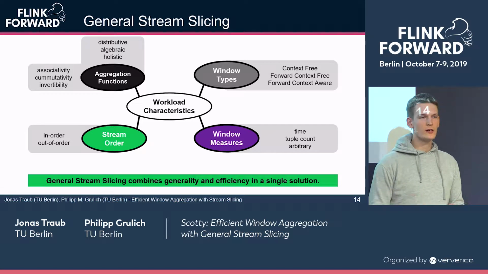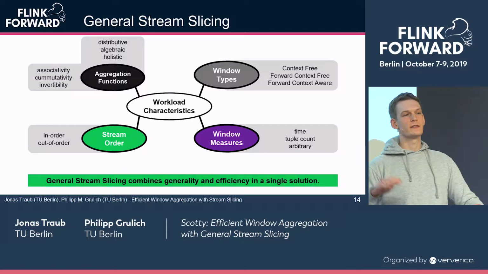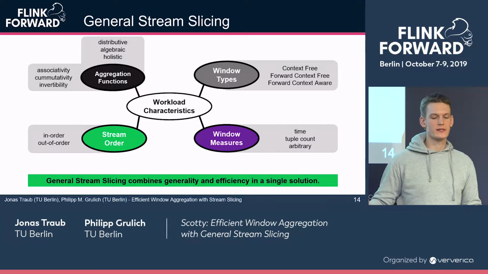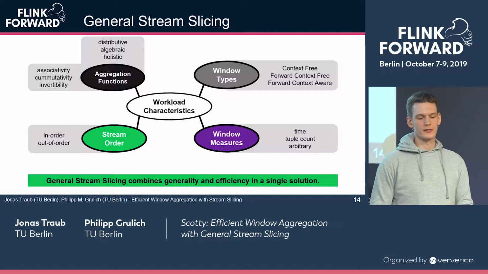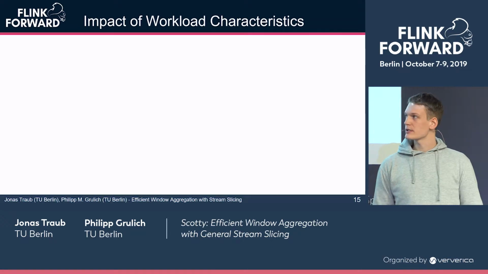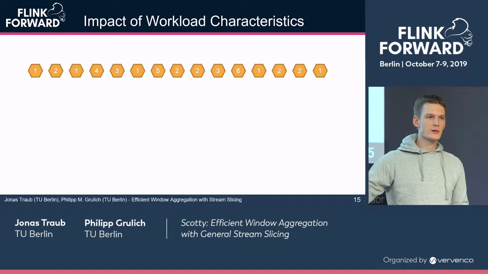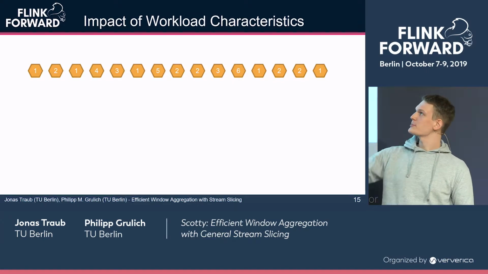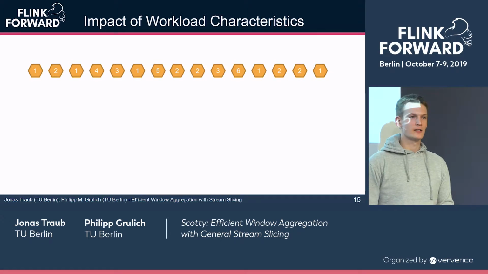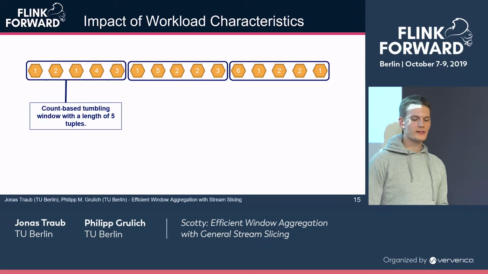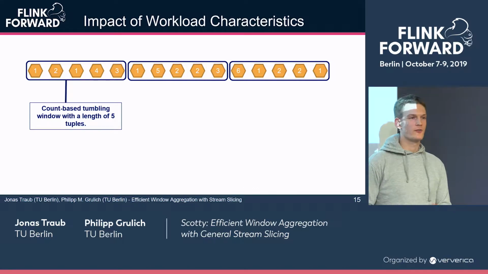So I want to give you another example to have a bit of an introduction into the impact of those workload characteristics on the actual execution of the window aggregation in Scotty. So let's look into the impacts of workload characteristics, and for this I just brought up a random stream of values here, and I picked quite small values so that it's a bit easier for us to follow the computation. So let's define a simple count-based tumbling window where each window should have a length of 5 tuples.